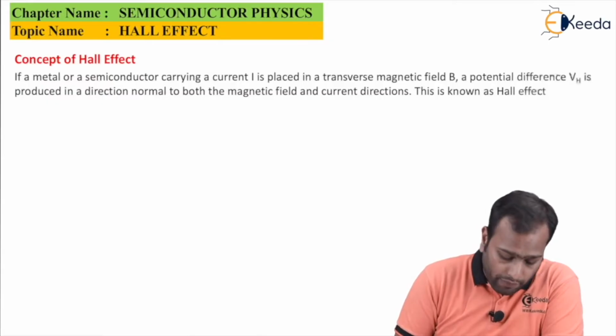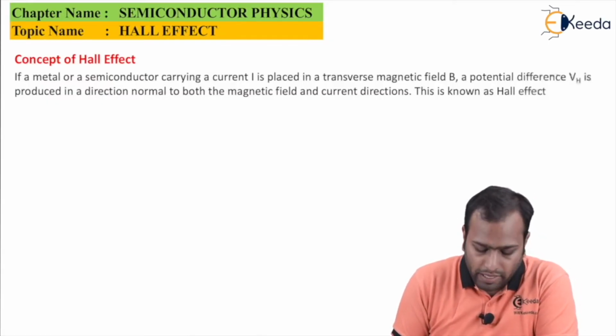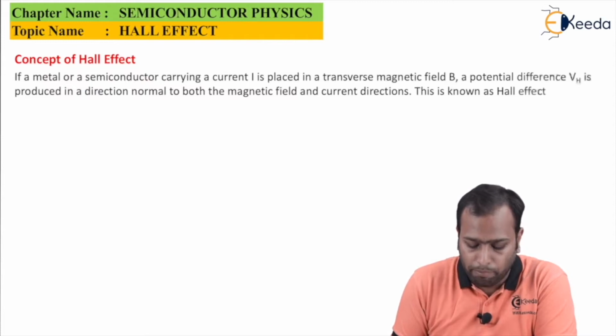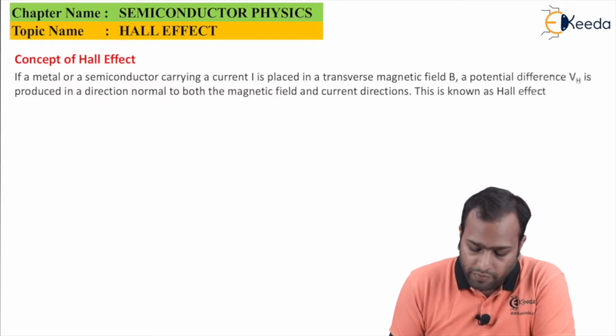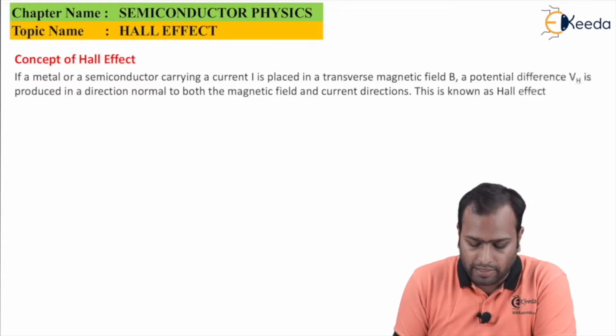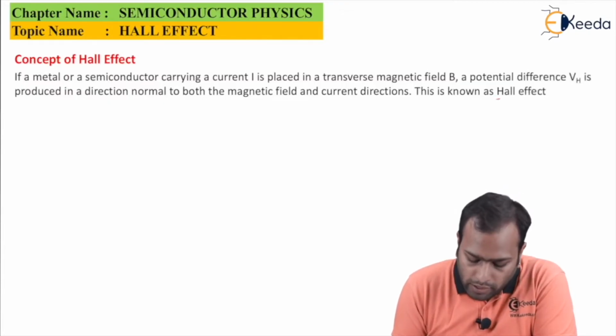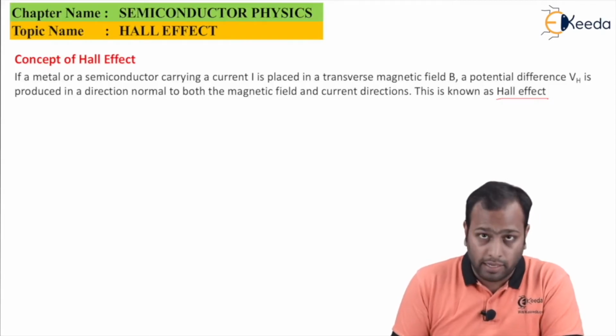It says if a metal or a semiconductor carrying current I is placed in a transverse magnetic field B, well, transverse means perpendicular, a potential difference which is VH is produced in the direction normal to both the magnetic field and the current directions. This is known as Hall effect. Well, to put it up, it is as simple as this diagram.